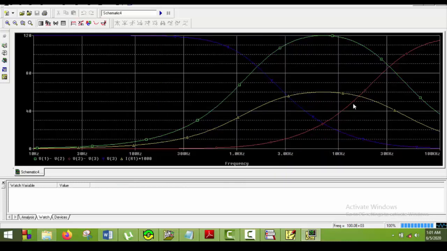Now here are three things to specify. One is the peak of the capacitive voltage comes before the resonant frequency, and the peak of the inductive voltage comes after the resonant frequency. And at resonance frequency, both the capacitive voltage and the inductive voltage are the same. So I will repeat the points. The peak of the capacitive voltage comes before the resonant frequency. The peak of the inductive voltage comes after the resonance frequency. And at resonance frequency, both the capacitive voltage and the inductive voltage are the same. So these three points are very important.